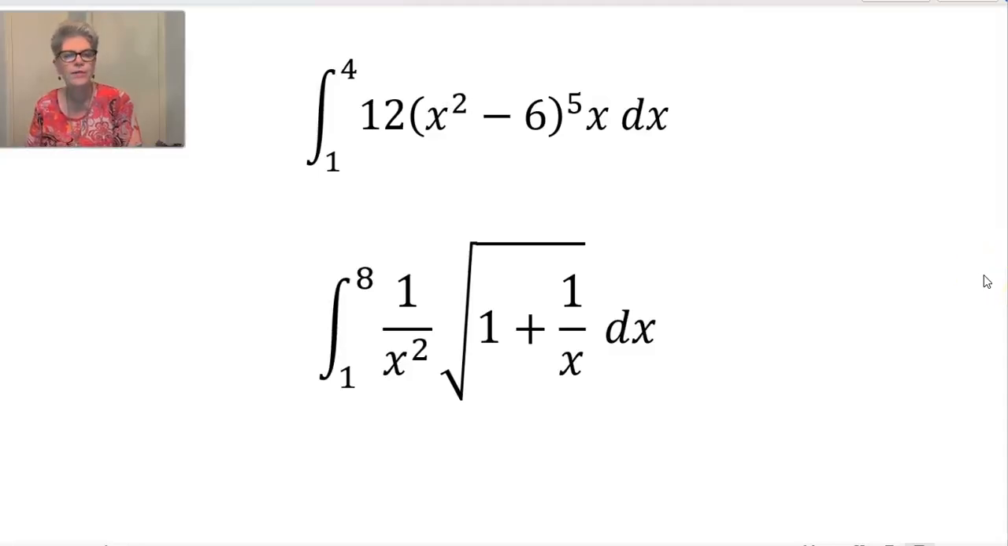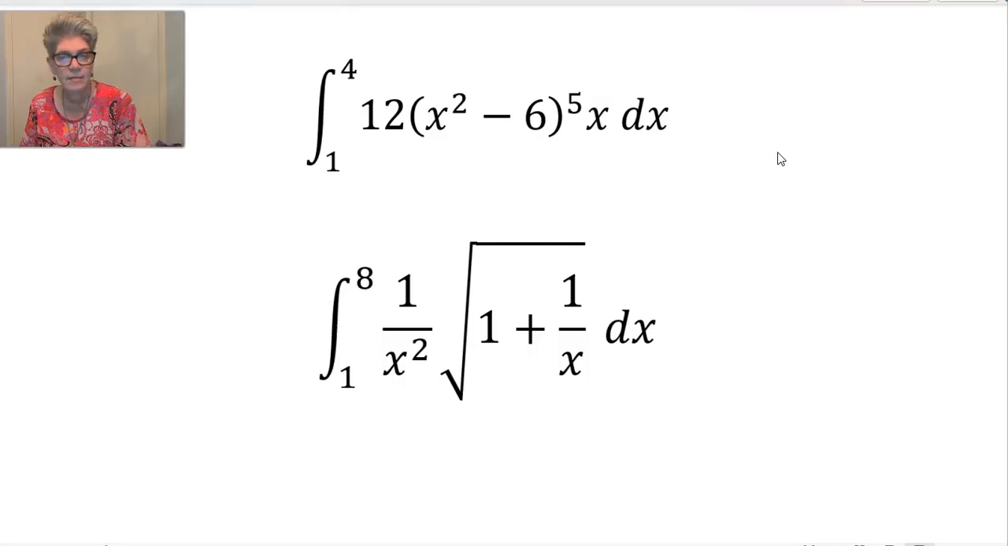In this video, we're going to be looking at using the u-Substitution method to calculate definite integrals. So integrals that have a lower and an upper limit here. And when you have definite integrals, your answer is always going to be a number.